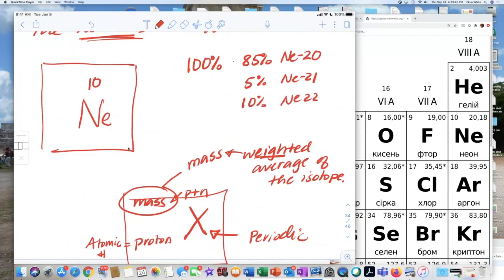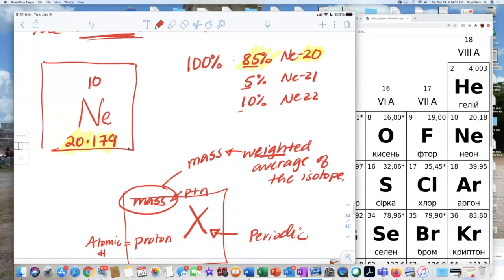So you can see, since the percentages factor into the overall mass here, on my periodic table this is 20.179. Then this number we have here looks more like the neon 20. So this isotope influences the atomic mass most. Why? It has the highest percent.